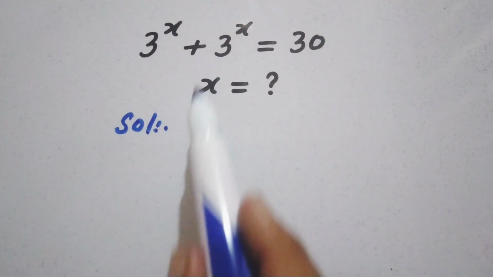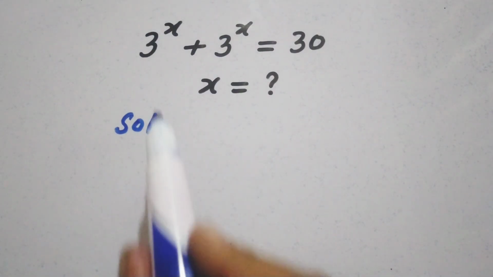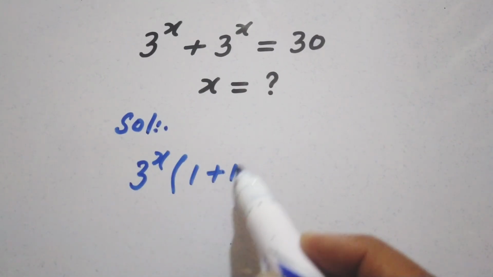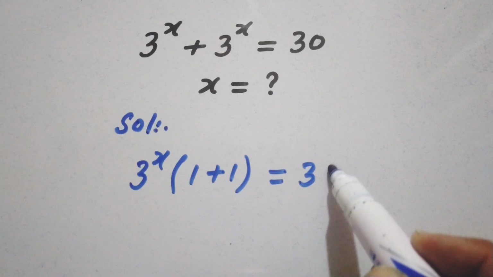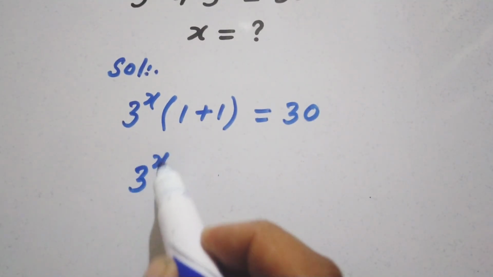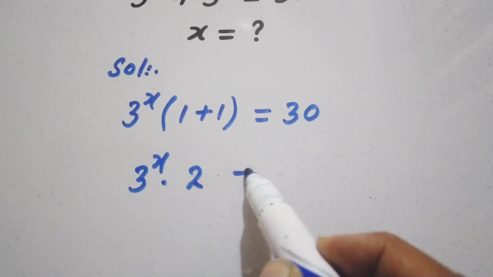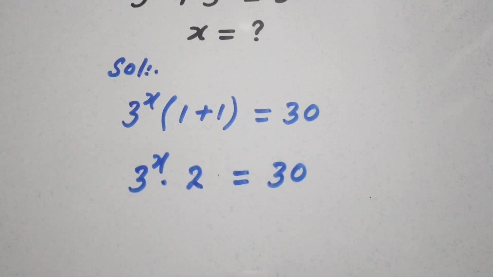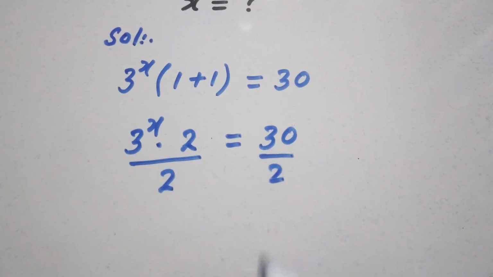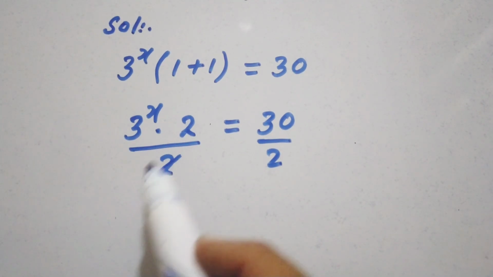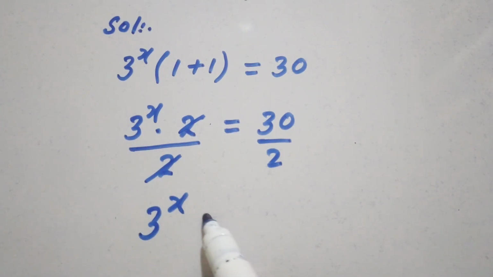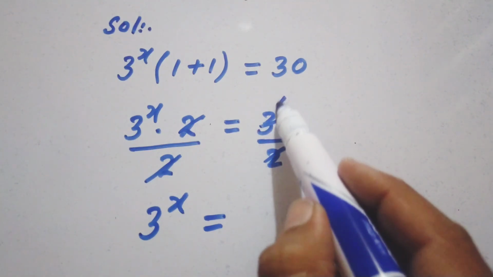3 to the power x plus 3 to the power x, on this left hand side we can factor out 3 to the power x. So inside, 1 plus 1 will be left, and this whole thing is equal to 30. 3 to the power x into 1 plus 1, which is 2, is equal to 30. Now dividing both sides by 2, the 2 from the denominator and the numerator cancel out each other. Here we will be left with 3 to the power x is equal to 2 multiplied by 15, we get 30.